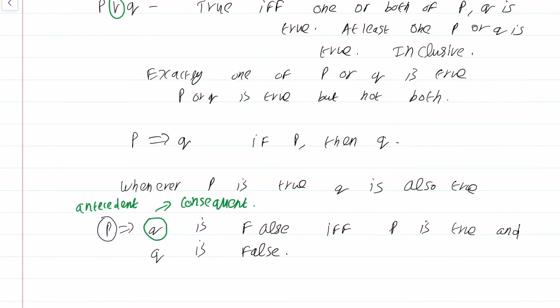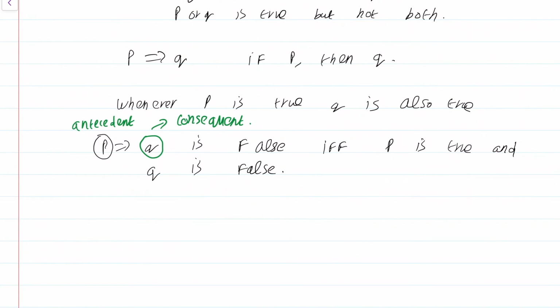Now, you might ask, what will happen if P is false? If P is false, P implies Q is true. Why is this? Well, of course, it follows from the very definition. P implies Q is false only under the scenario where P is true and Q is false. But why would you define it this way?